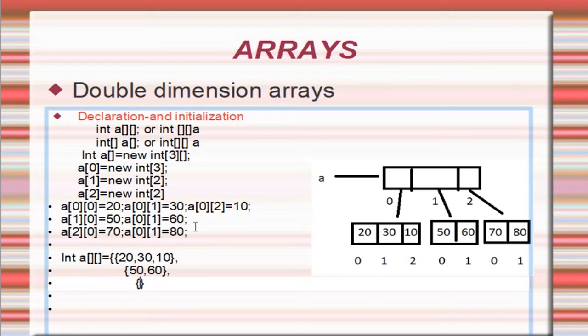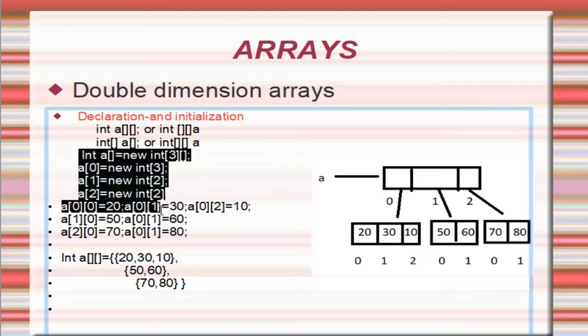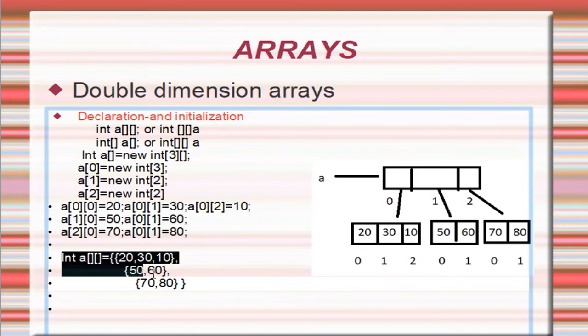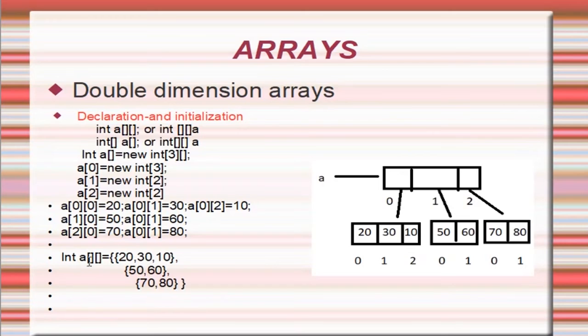And then 70, 80. Like this, instead of writing this entire thing, I can simply write it in a single statement like this. So first curly braces for the outer array, and inside it I have 3 sub arrays. Here there is no need to mention the size. Let us see this with an example.